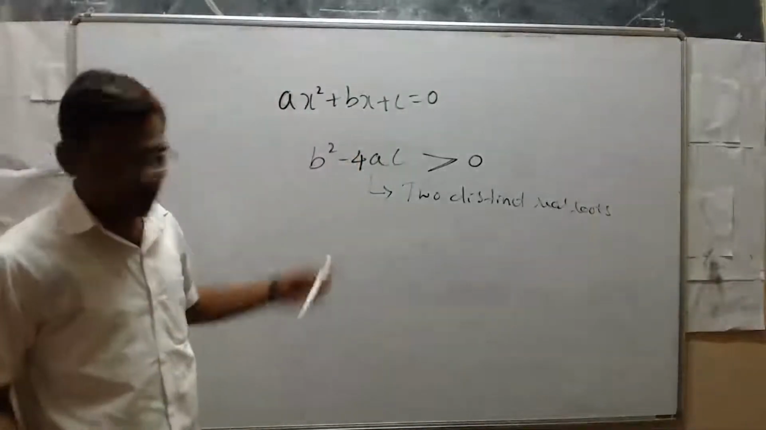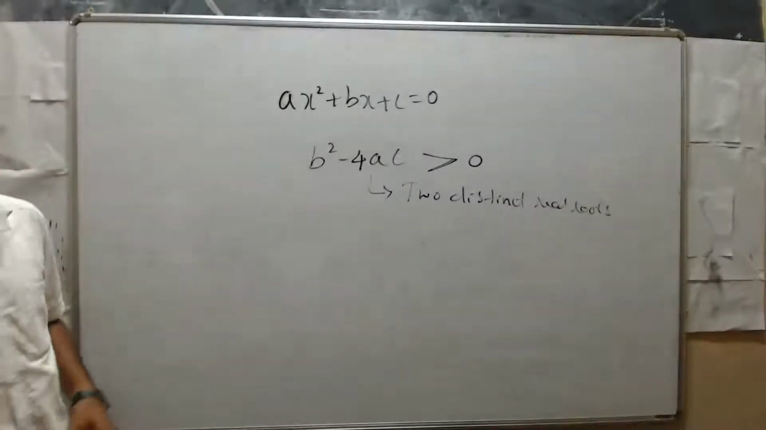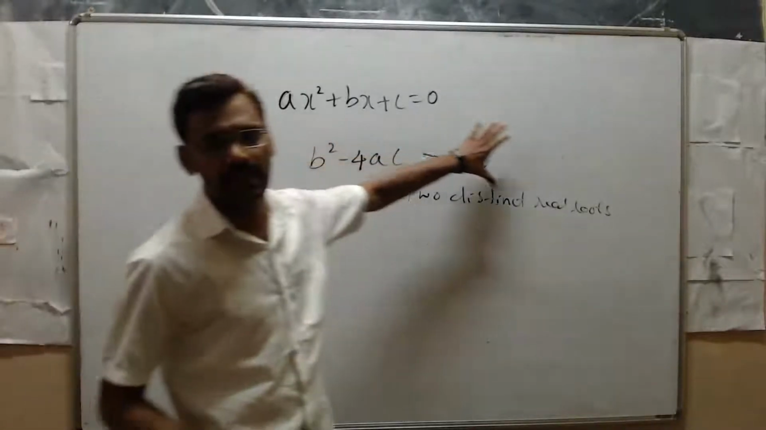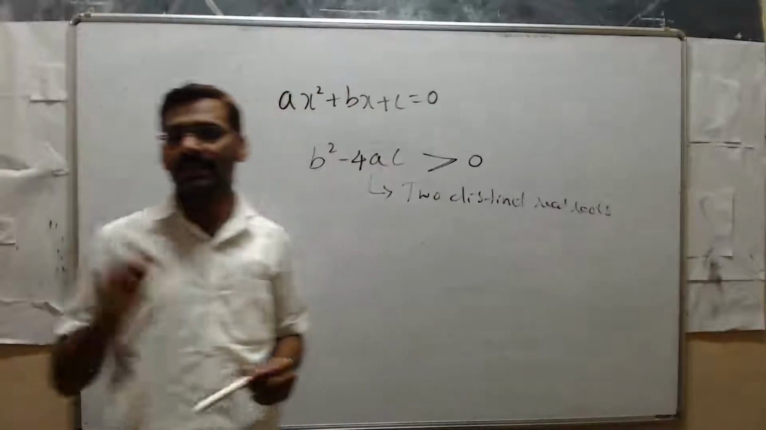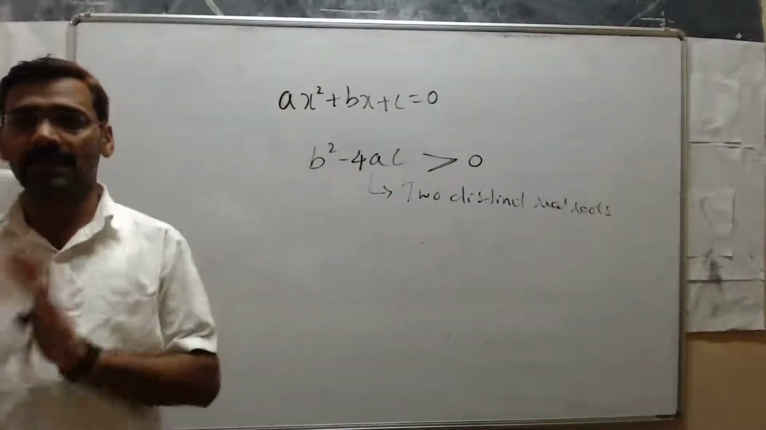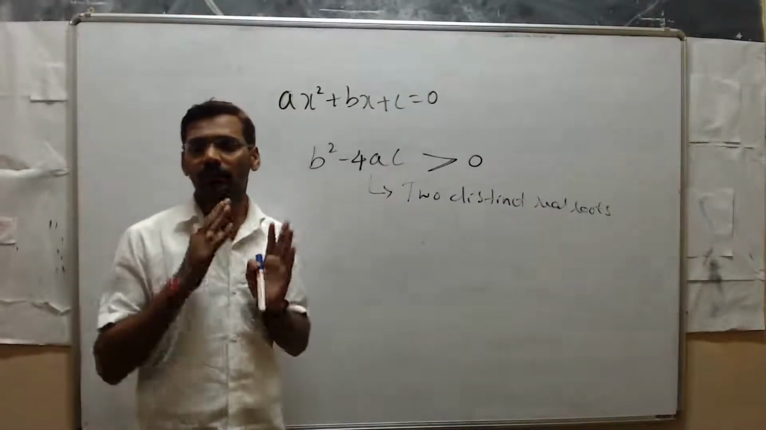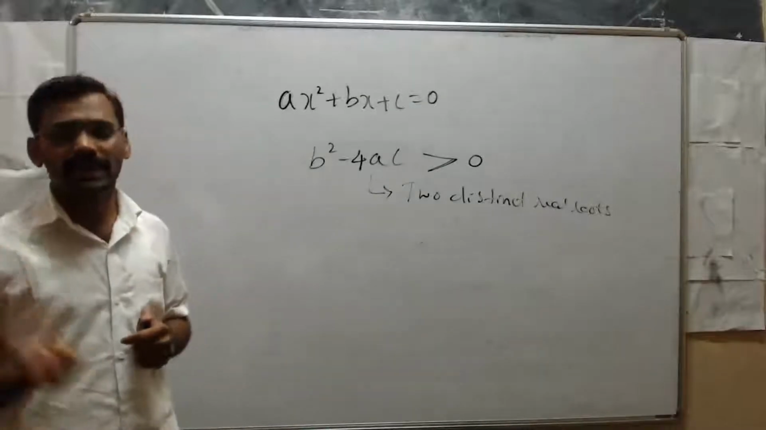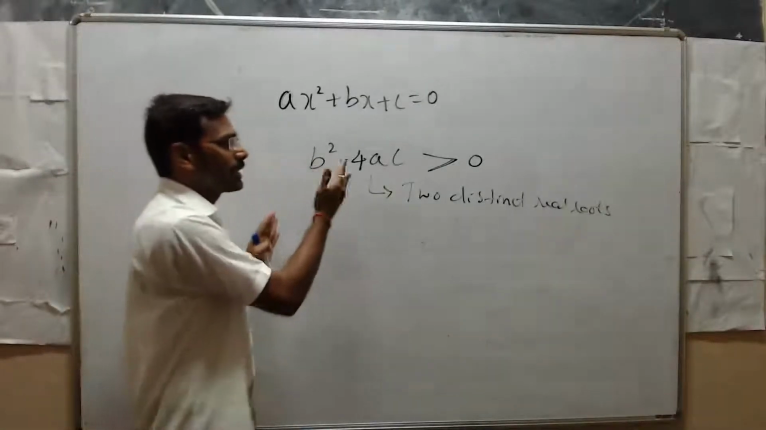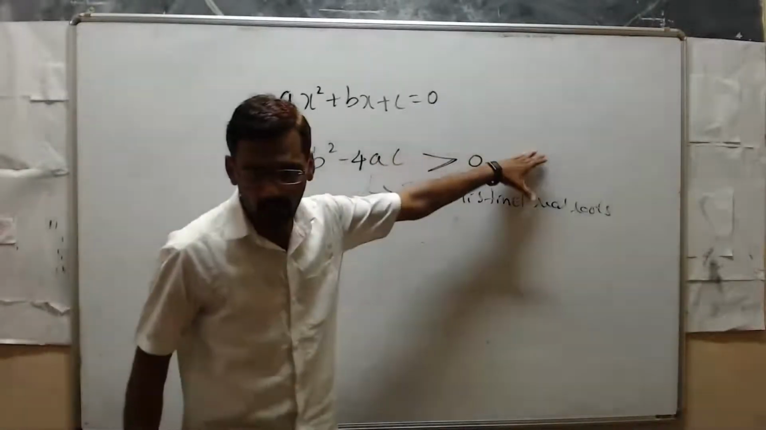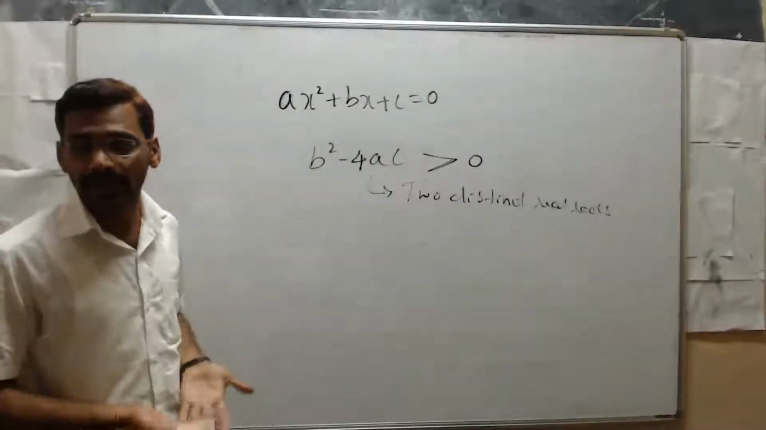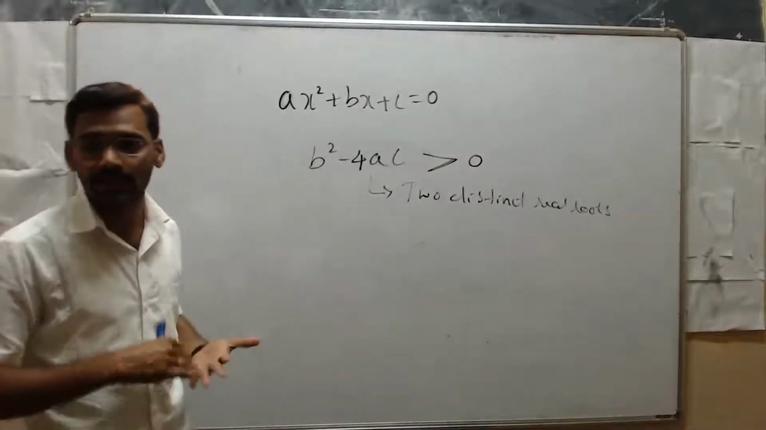Okay, now discriminant of the quadratic equation is b square minus 4ac. With the help of this discriminant only, we are able to decide the nature of roots. How can we decide the nature of roots? If b square minus 4ac value is greater than 0, or equal to 0, or less than 0, how can we decide?